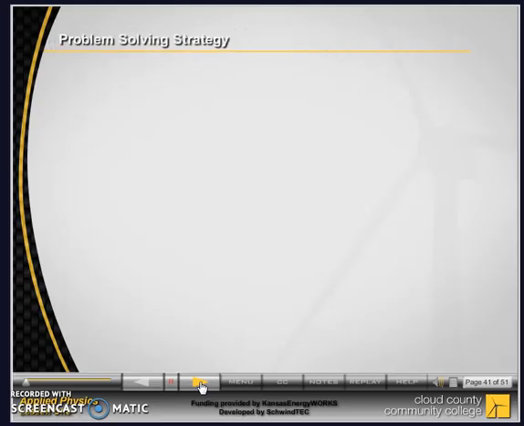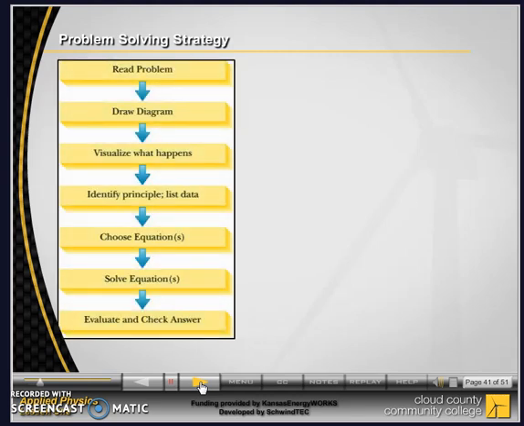Whenever you solve problems in physics, you should create a solution to the problem. In doing so, you should follow the strategy outlined here. This includes reading the problem carefully, drawing a diagram and visualizing what happens, then identifying the principal information needed in the problem, such as listing the data and making multiple representations of the problem terms. Choose equations to use and then solve the equations. Eventually, you should evaluate the answer and check it to determine if it is reasonable.